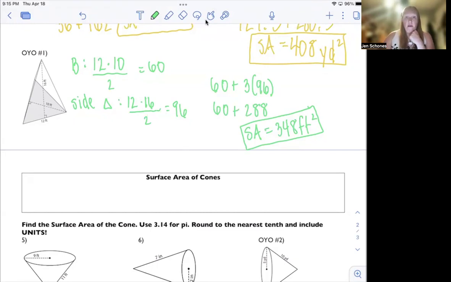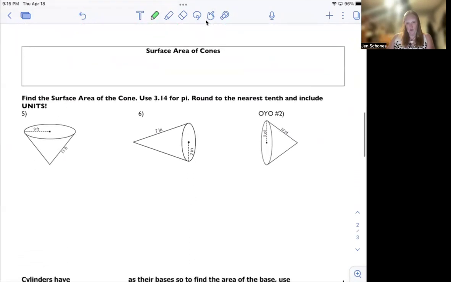Cool. If you get that right, move on. If not, pause, maybe try it again, maybe look back at the examples that we just did. These are the hardest part of this assignment, okay? But you can do it. All right, cool. So let's move on to cones, surface area of cones.